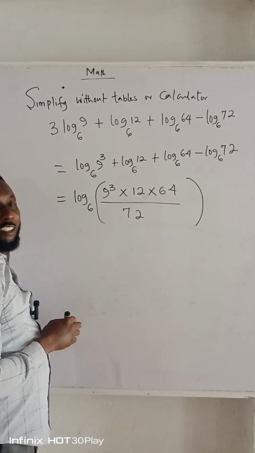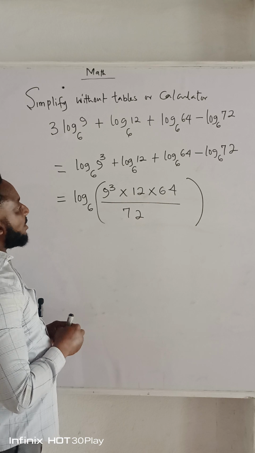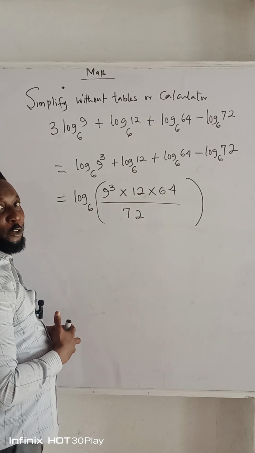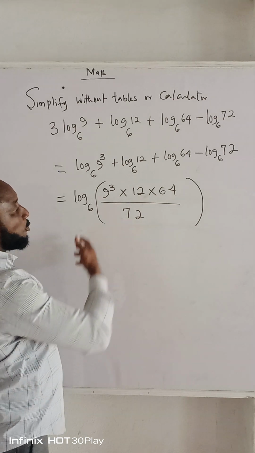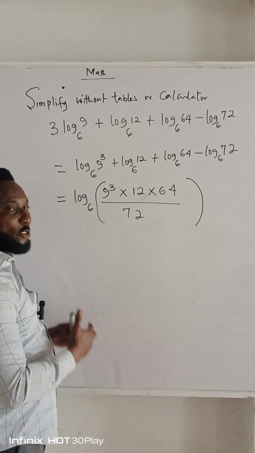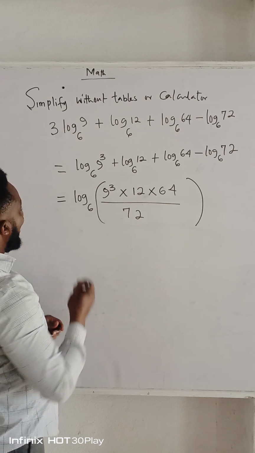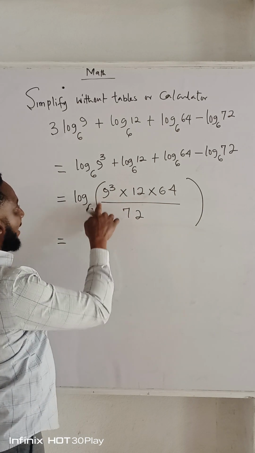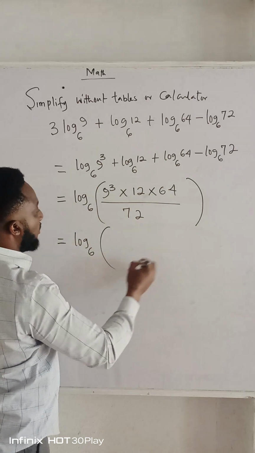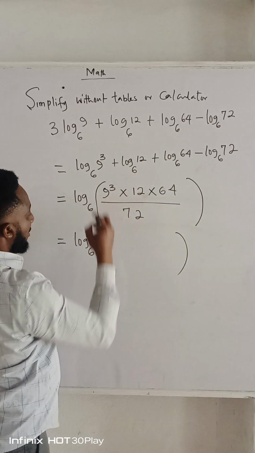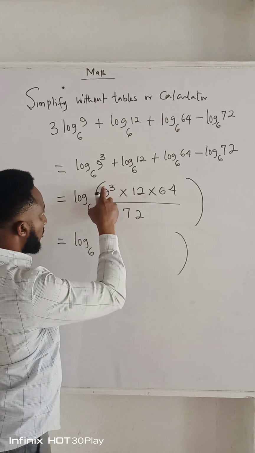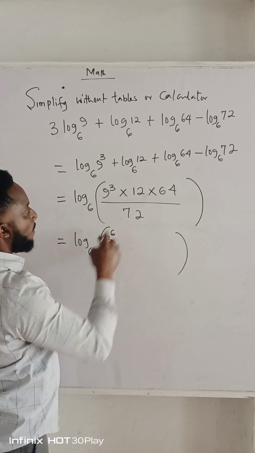You can see how interesting this problem is. Since we are not using table or calculator, it is rather difficult for somebody with a low IQ to multiply and divide this out. But the best approach is to use indices. Now, 9 is 3 squared, so I can write log to base 6. I'll still open a parenthesis. This becomes 3 squared to the power of 3. That becomes 3 times 2, which is 6.